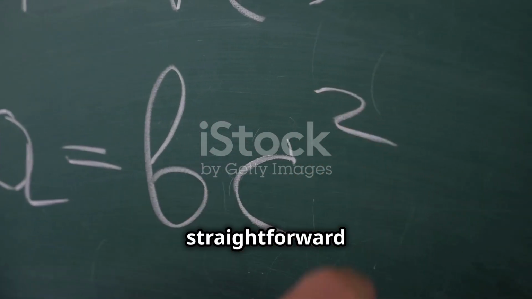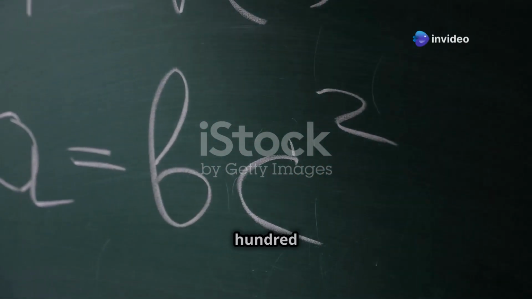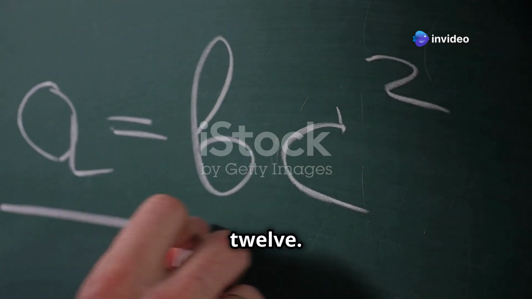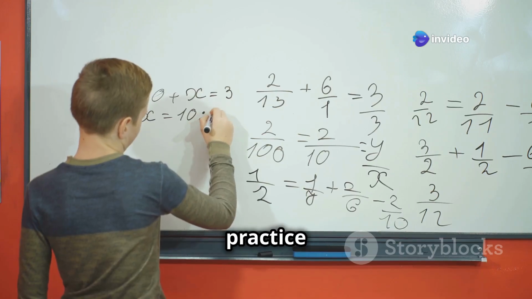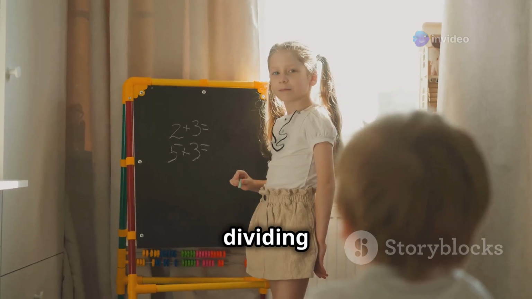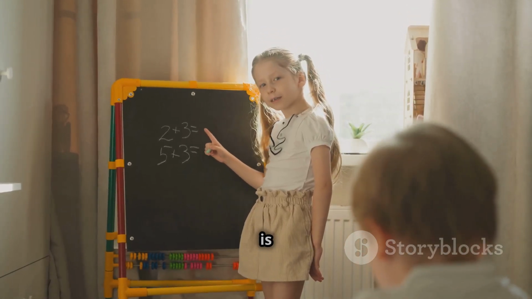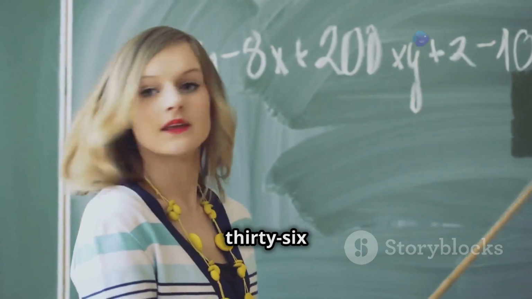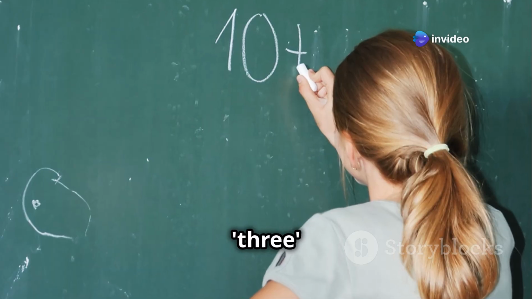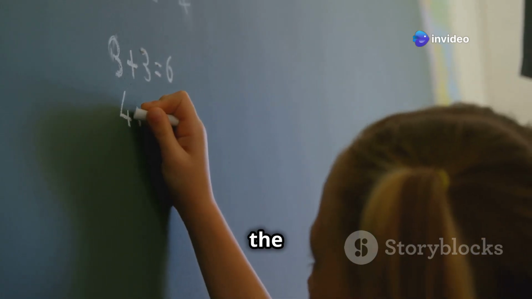This question is a straightforward division problem. 3,672 divided by 12. While you can use a calculator, let's practice long division. We start by dividing 12 into the first two digits of 3,672, which is 36. 12 goes into 36 three times. We write the 3 above the 6. We bring down the 7.